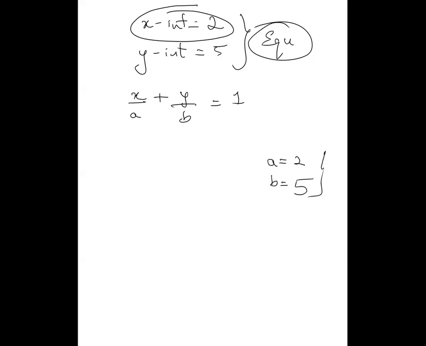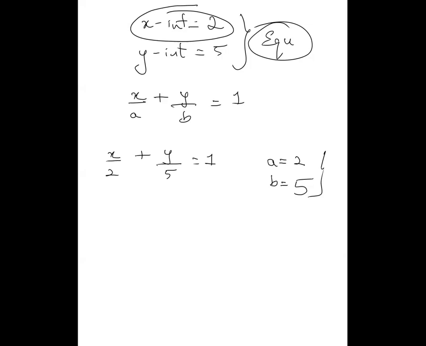I'll tell you where people stop and lose marks. They just substitute x by 2 plus y by 5 is equal to 1. They think they'll get the complete 5 marks. No. They'll get only 2 marks. Any equation of a straight line should not be in terms of a fraction. Remember this. So it's supposed to go one step ahead.